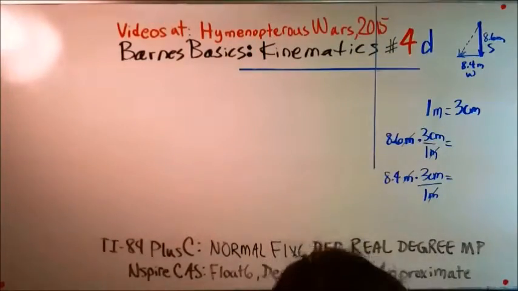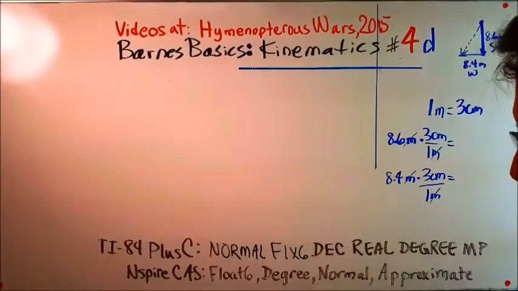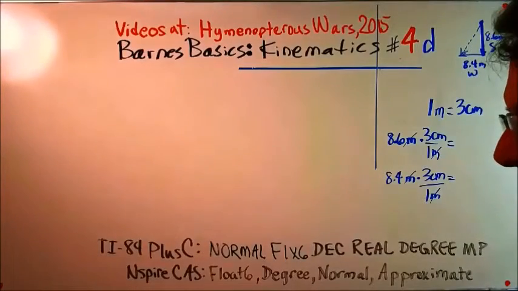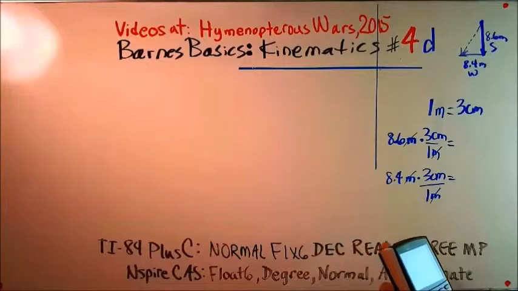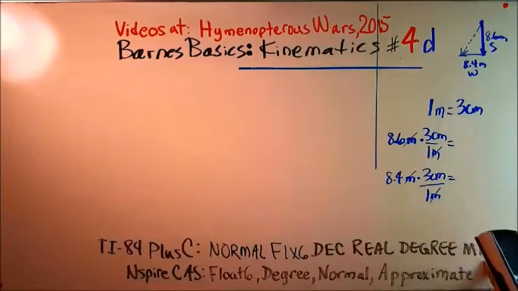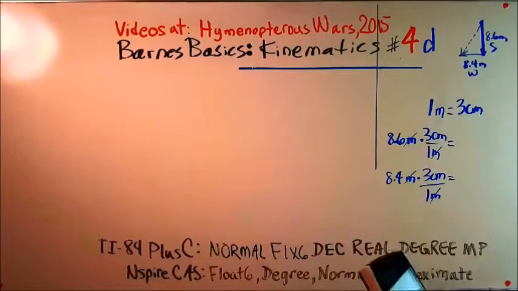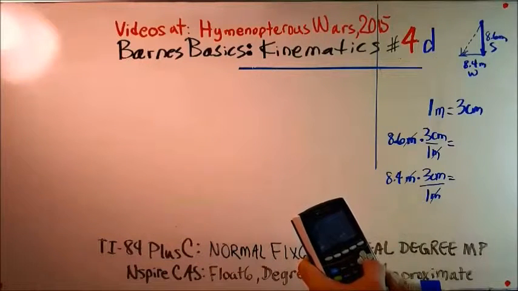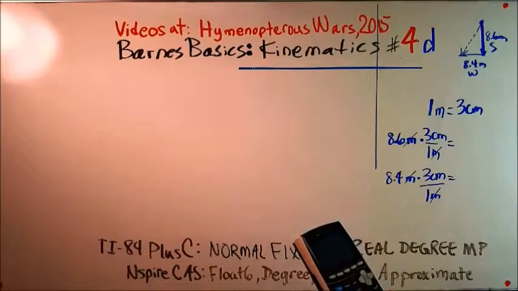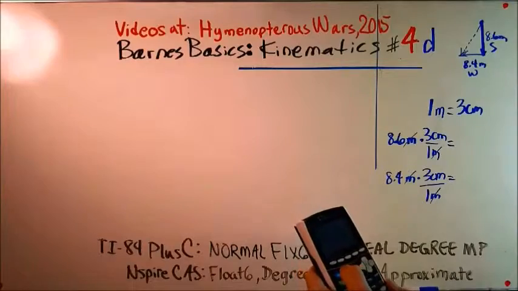I'm going to start out with the TI-84 Plus. If I click on and hit clear, then I need to make sure that normal, float 6, decimal, real, degree, and math print are across the top here. How I do that is I just hit mode, and then I use the nav pad to move down through there, select what I want, hit second and quit to get out of that.